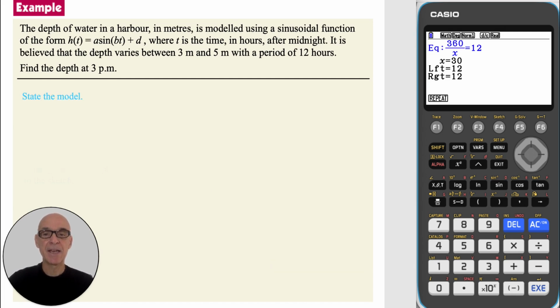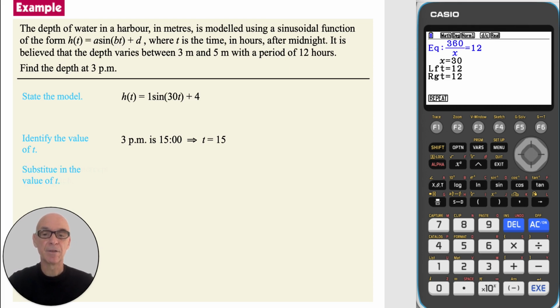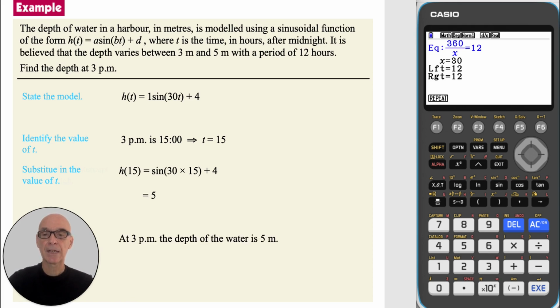Having calculated a, b and d, next state the model by substituting in the values of a, b and d. To find the depth at 3 p.m., identify the value of t. 3 p.m. is 1500 hours, which is 15 hours after midnight. Substitute in the value of t, replacing t with 15 and performing the calculation gives h is equal to 5. So at 3 p.m. the depth of the water is 5 meters.